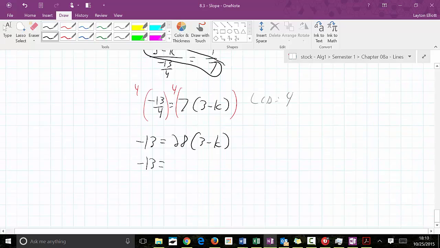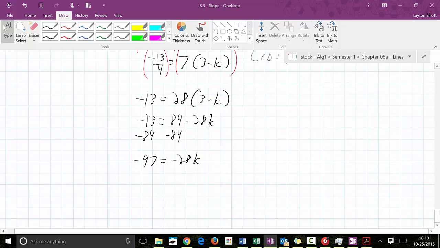Or 28 times 3 is 84 minus 28k. Then I subtract 84, and I get negative 97 equals negative 28k. Divide by negative 28, and I get k would be equal to 97/28.